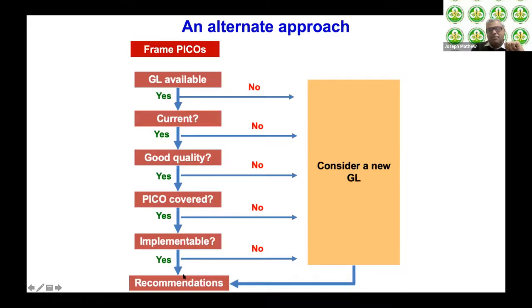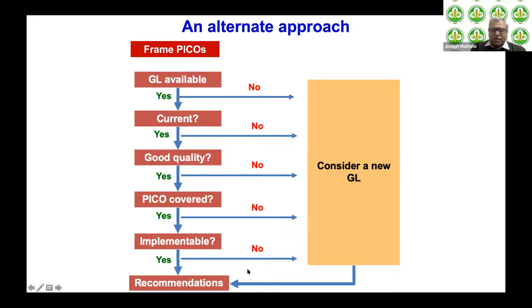If the recommendations can be implemented, then a lot of labor is saved, because you could pick up a guideline document, say from some other body in some other part of the world, but whose recommendations can actually be implemented in a local context. But if the answer is no to these things, that's when you need to consider developing a new guideline which is applicable to your healthcare population.